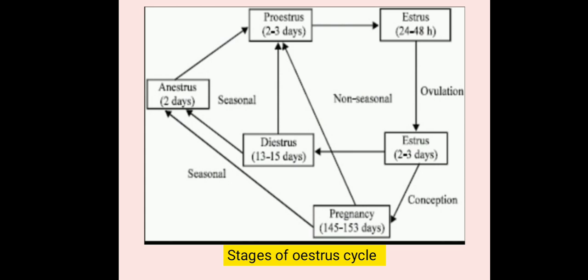Let's talk about the variability of cycle. Estrous cycle variability differs among species, but the cycles are typically more frequent in smaller animals. This is the variability of cycle.